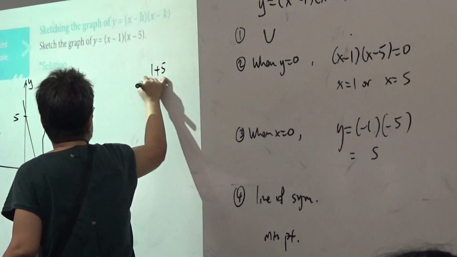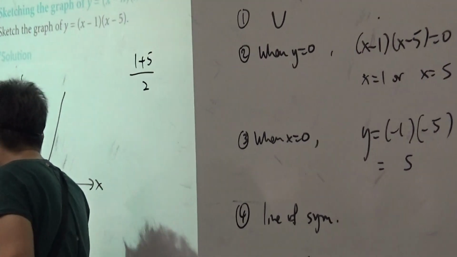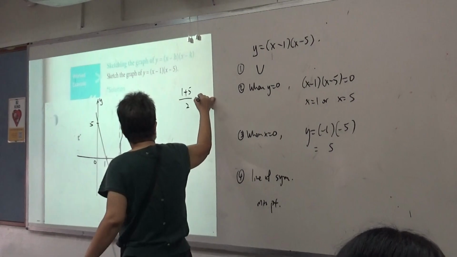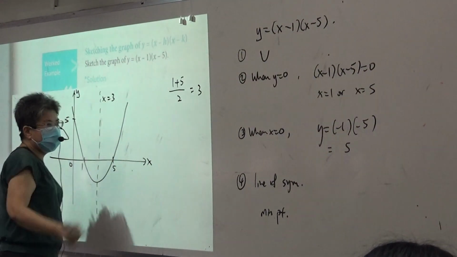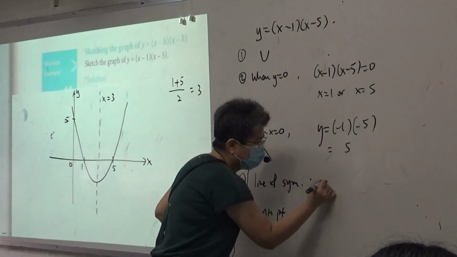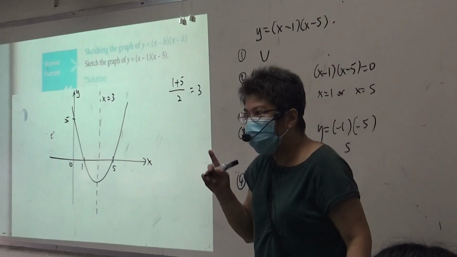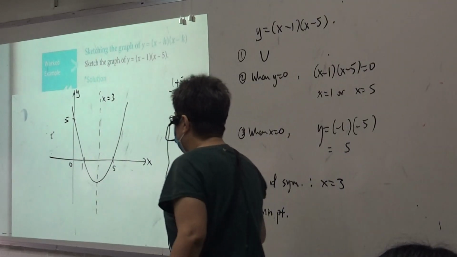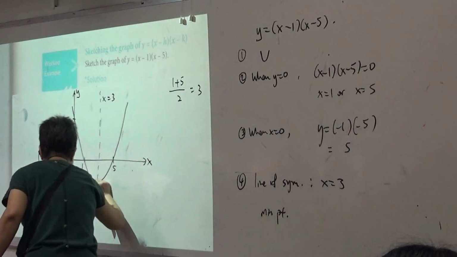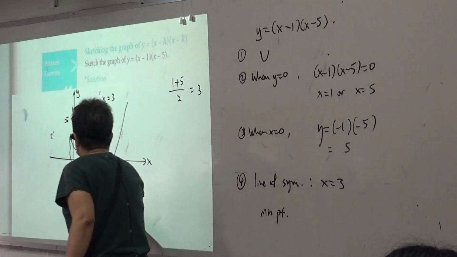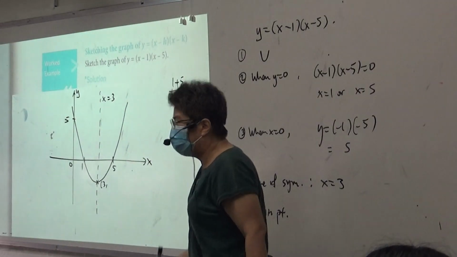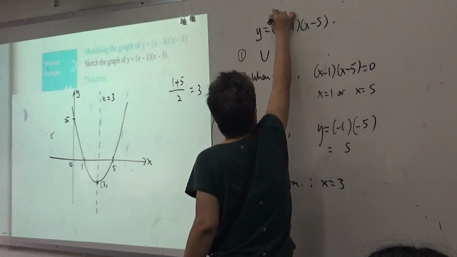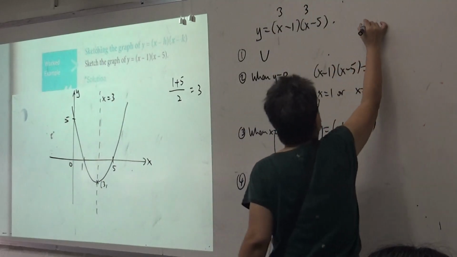Now, I teach you how to get this one. 1 plus 5 divided by 2. Can you see? You get the 2 intercepts divided by 2. So, what does this mean? 3. So, this line of symmetry is at x equals to 3. Can you see? Okay, then you need to label this point. This point will be what? 3 something, right?